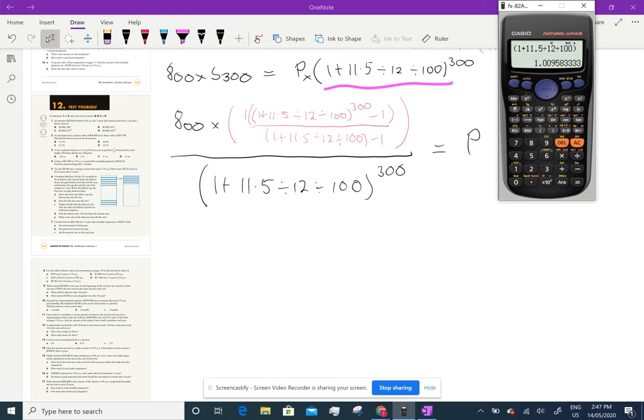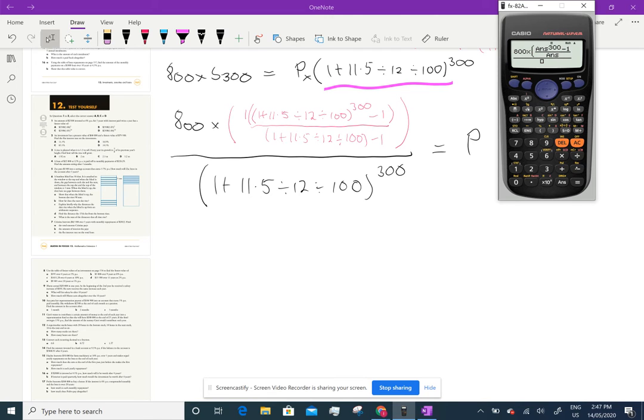So now I'm going to type in the whole thing. So I've got 800 times parentheses. I've got another fraction here. I don't need the 1. I only put it in so that the examiner could see it. I know it makes no bearing on this. So I've got my answer, because that was 1 plus 11.5 divided by 12 to the power of 300 minus 1. Come down to the bottom. I don't need parentheses. The vinculum groups the top from the bottom. And I get my answer.